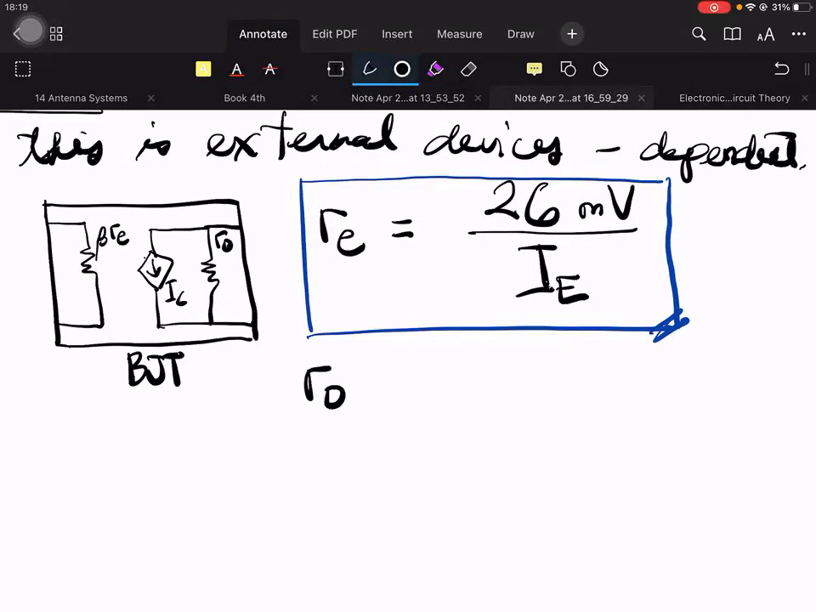So RO. No? What is RO? RO is the device, which in this case is the BJT, the device output impedance.